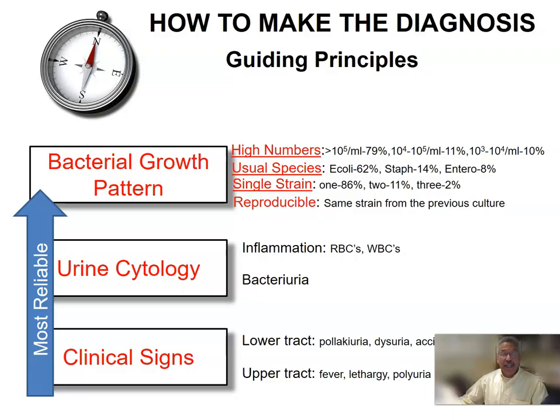The typical strains, E. coli, Staph, Enterococcus, Proteus, Klebsiella, usually they only have one strain. So those are the things you need to remember. Of course, urine cytology, when it's filled with white blood cells, may also help determine that you have a true infection.